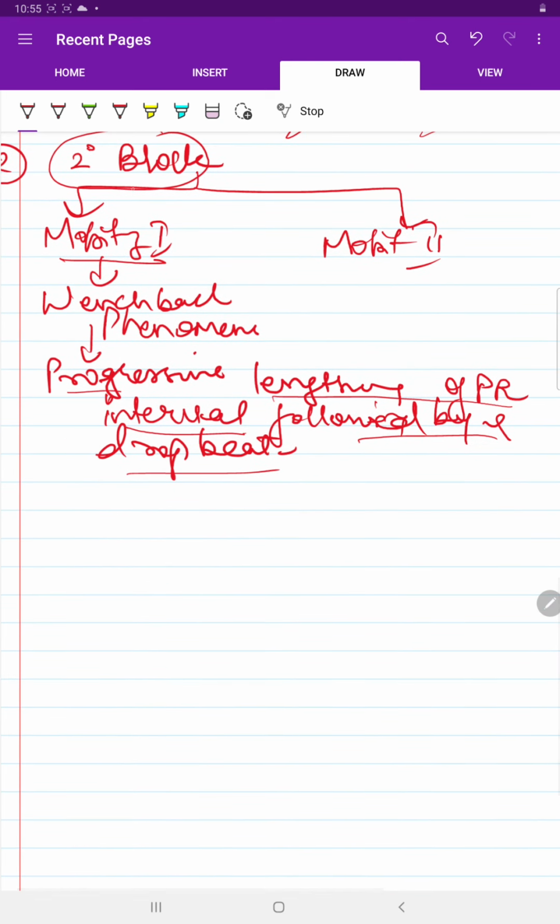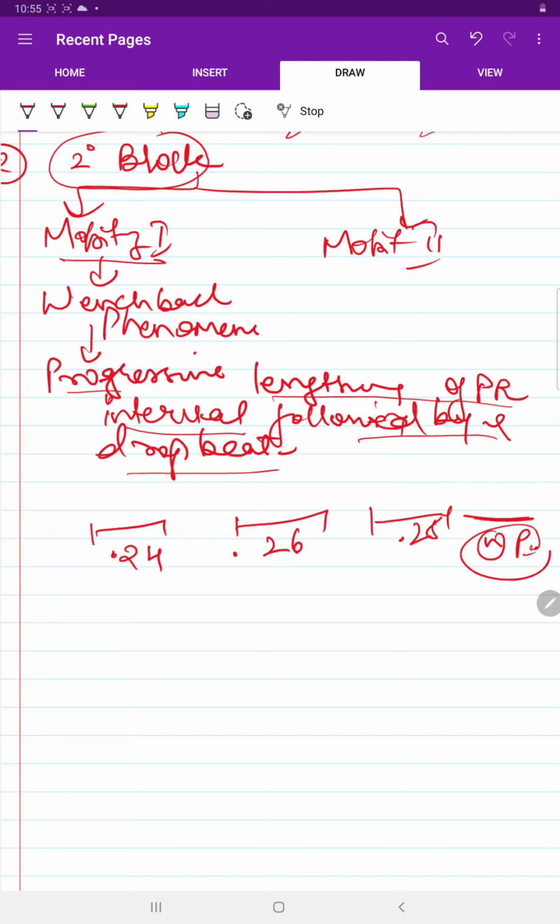But in second degree block, in Wenckebach phenomena, there is a progressive increase in the PR interval. One PR interval is 0.24, another PR interval is 0.26, then 0.28, and then there is a no beat, no PR interval, you cannot see the PR interval. So this is a theoretical progressive lengthening of PR interval followed by a drop beat. Understood?